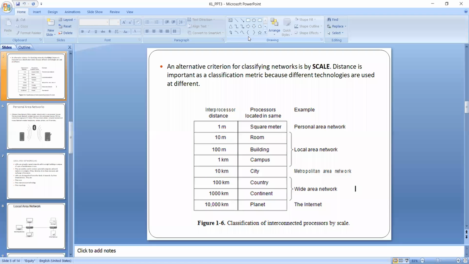What I had initially said is that there are 2 points we have to consider. First is the transmission technology, and second is the scale. Scale means range. What type of network we select depends upon the geographical localized area. Depending on that, the following table is framed. An alternative criterion for classifying networks is by scale. Distance is important as a classification metric because different technologies are used at different scales. So let us go through the table.